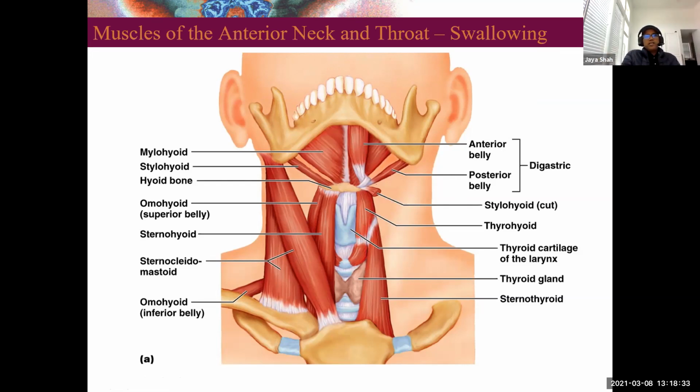So what are the muscles here which we need to identify in the neck? First is the digastric. It has 2 bellies, the anterior belly and the posterior belly. It also goes and attaches here. Then you have the thyrohyoid muscle here, omohyoid muscle here, sternohyoid muscle here, and sternocleidomastoid. This is the sternothyroid, but the most important muscles in the neck are the sternocleidomastoid, mylohyoid, and digastric muscles.